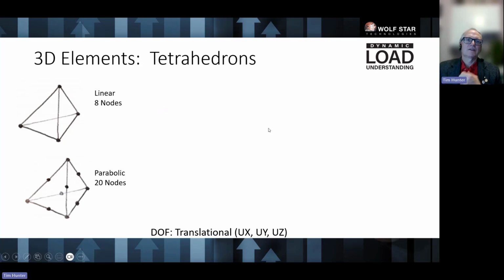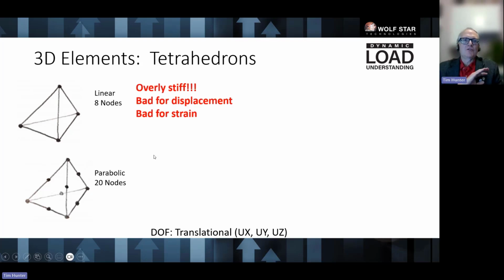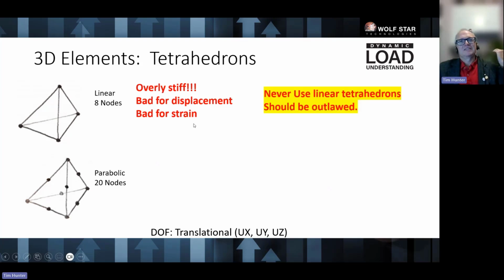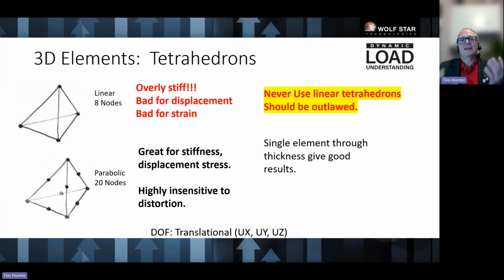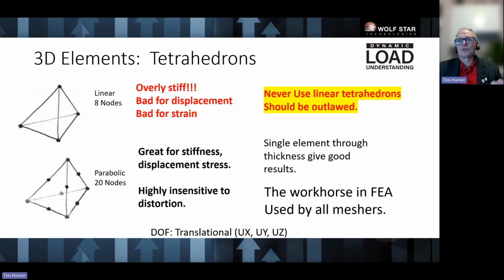Okay, tetrahedrons. There's the linear and the parabolic. The 4-noded tetrahedrons, the linear ones, are overly stiff, bad for displacement, bad for strain. Never use them. They should just be outlawed, frankly. The parabolic tets are great. They're great for displacement and stress. They're highly insensitive to distortion, and a single element through the thickness gives good results. And these are the workhorse of FEA solvers. So these are great.